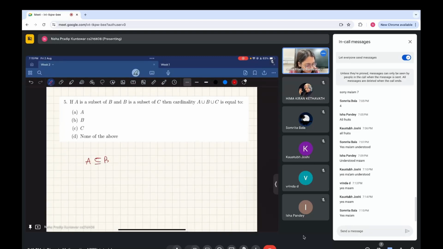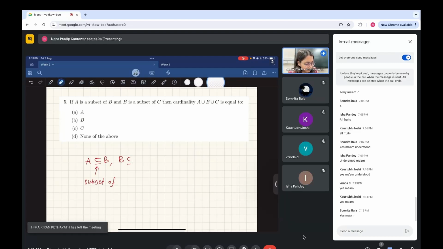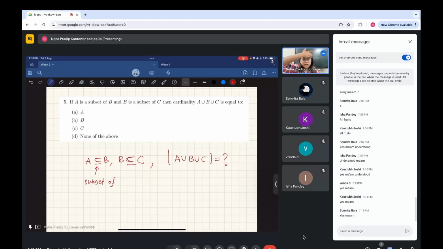So I'll just write the question. You have that A is a subset of B. So this is the notation for a subset as such, and B is a subset of C. And what you want to find out is what is the cardinality of the set A union B union C. So maybe think about it for a couple of minutes and then let me know what you think.